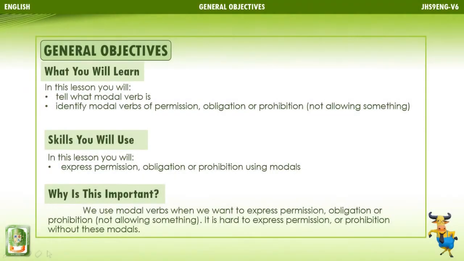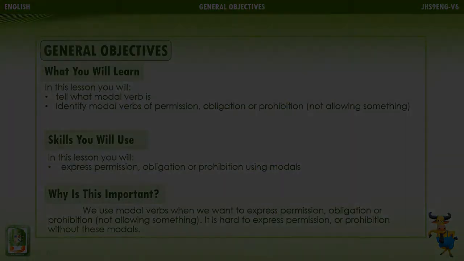General objectives. What you will learn. In this lesson you will tell what a modal verb is. Identify modal verbs of permission, obligation or prohibition, not allowing something. Skills you will use. In this lesson you will express permission, obligation or prohibition using modals. Why is this important? We use modal verbs when we want to express permission, obligation or prohibition, not allowing something. It is hard to express permission or prohibition without these modals.